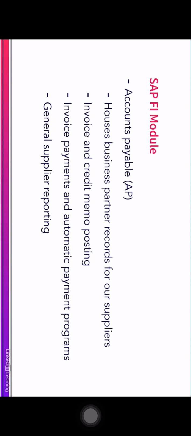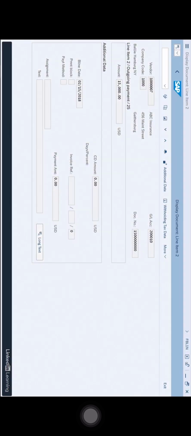Let's look at an example. In our test system, we're looking at a document of an outgoing payment for $15,000 US. We can see our vendor is called ABC Insurance. We can also see the general ledger account.